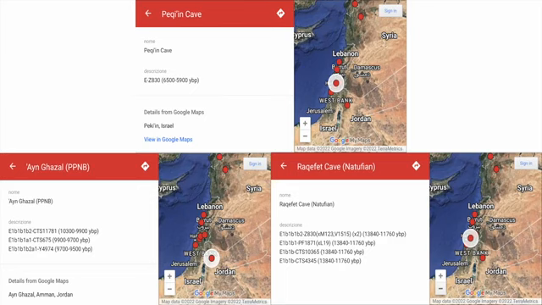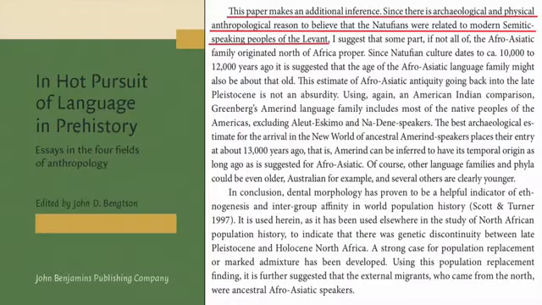The reason why finding E-Z830 among the Natufians is important is because the Natufians are the ancestors of Semites. According to the book In Hot Pursuit of Language in Prehistory, it reads, this paper makes an additional inference since there is archaeological and physical anthropological reason to believe that the Natufians were related to modern Semitic-speaking peoples of the Levant.